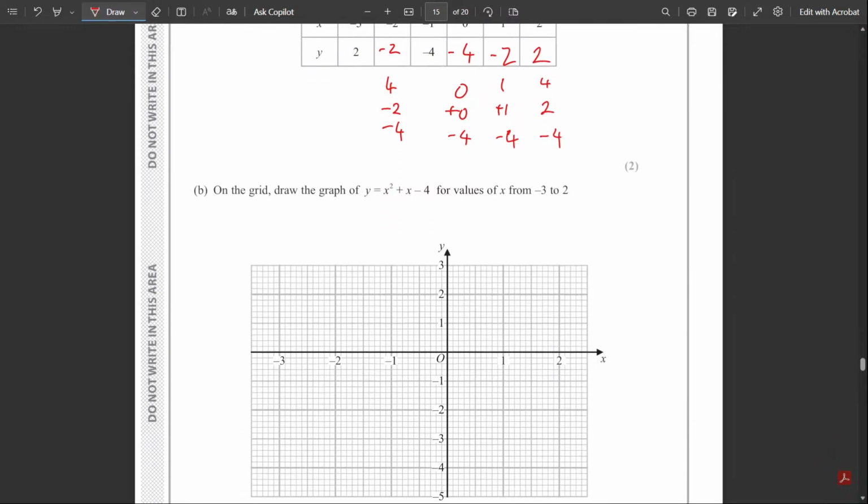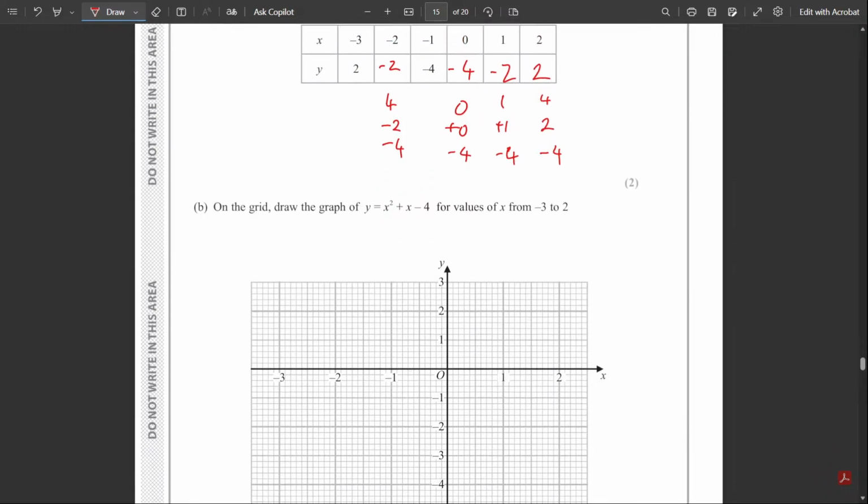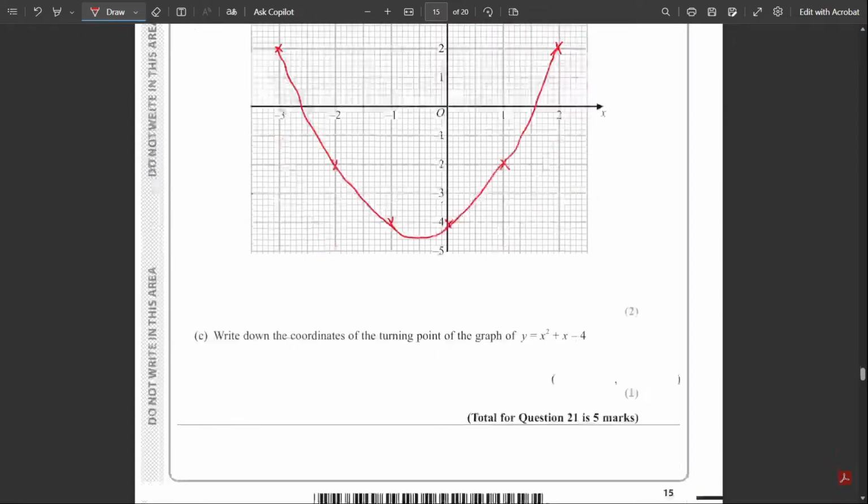Once you get those points, you plot them. So negative 3 and positive 2, so it's there. Then you go negative 2 and negative 2, which is there. Then you go negative 1 and negative 4. Then you go 0 and negative 4. Then you go 1 and negative 2, and 2 and 2. So you can see there's a parabola, basically identical, and you join them up with a smooth curve. So a U-shape graph, that's what you get, that's it.